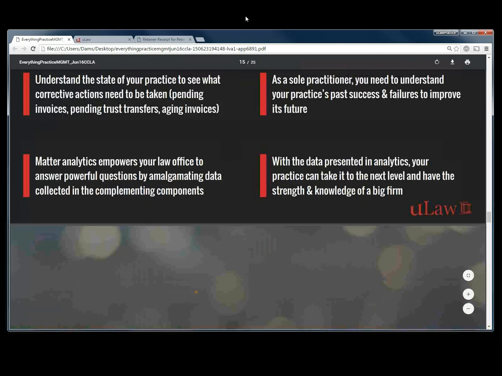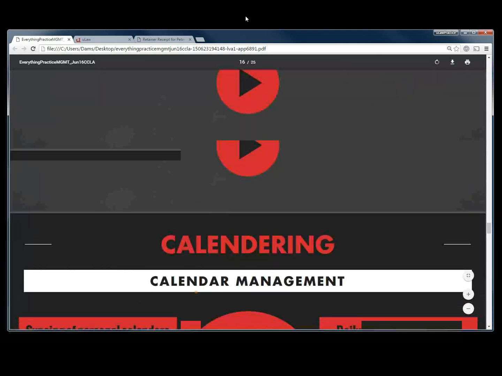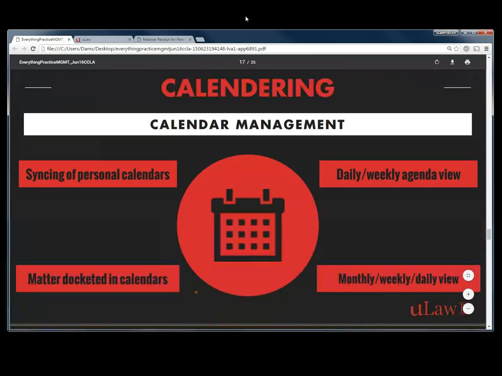Moving on to the next one, calendaring. Calendaring, again, is a very key element. The reason why calendaring is very key is because dockets determine your practice, dockets determine your billing cycle. So you want to have a good system that can synchronize both your personal calendar and your business calendar so that you are not booking things for when you are on vacation. So you want to make sure that there's proper syncing there.